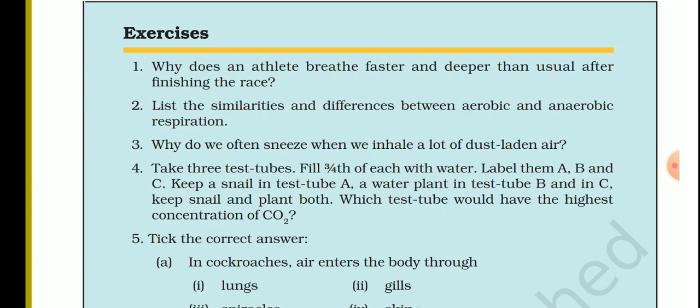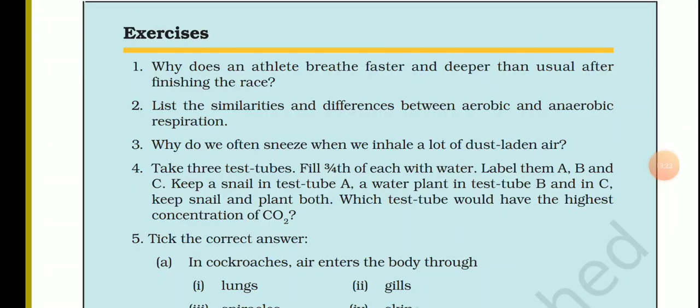Second point: in aerobic, a large amount of energy is produced. In anaerobic, less amount of energy is produced as compared to aerobic respiration.